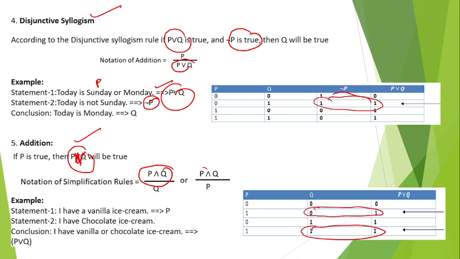Now let's move on to this one. I have a vanilla ice cream, and I have a chocolate ice cream. I can have either vanilla or chocolate ice cream. This statement says the same thing, correct?